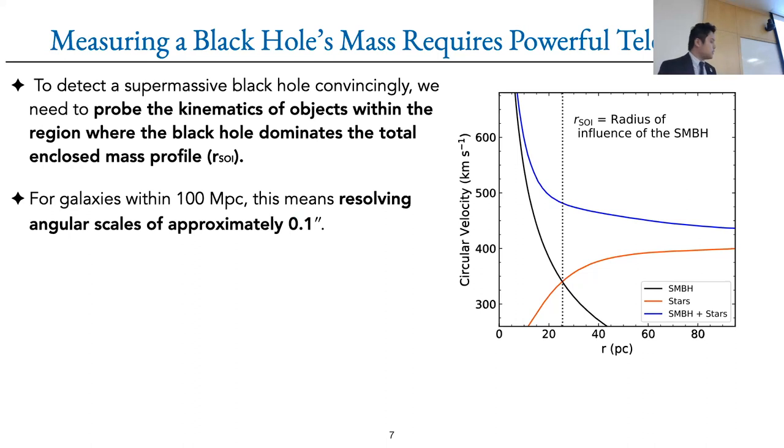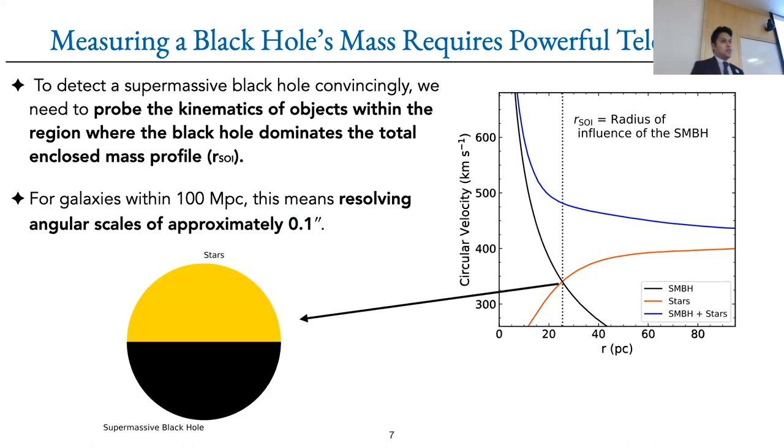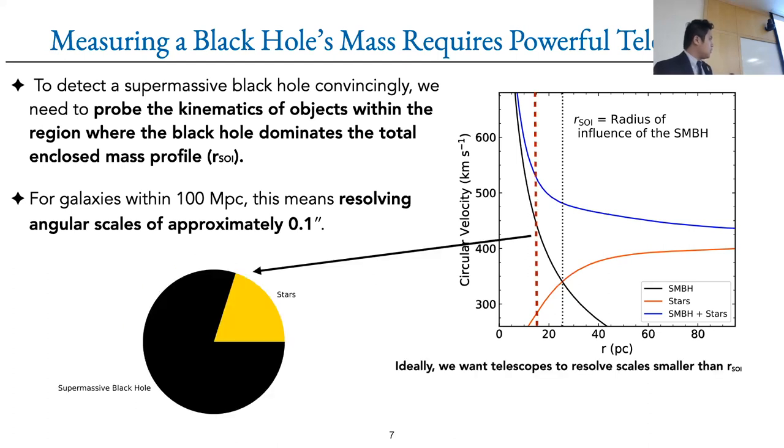So this is sort of the point where the black hole and the stars kind of have an equal say in how the objects are moving. They're both effectively exerting the same kind of gravitational pull on these objects. We want to really work in a regime where it's the black hole that's calling the shots, so to speak, in the sense that it is dominating the total gravitating mass in that system.